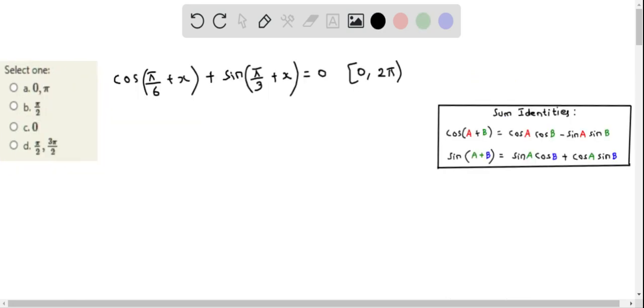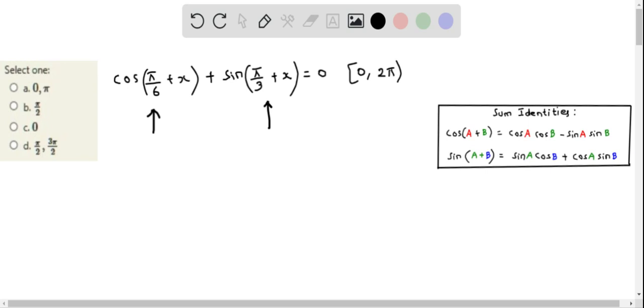We now determine the solution of this trigonometric equation where x is from 0 to 2 pi, 0 is included and not the 2 pi. So we have this expression, that is cosine of pi by 6 plus x, and then we have another expression plus sine of pi by 3 plus x, and this equals 0.